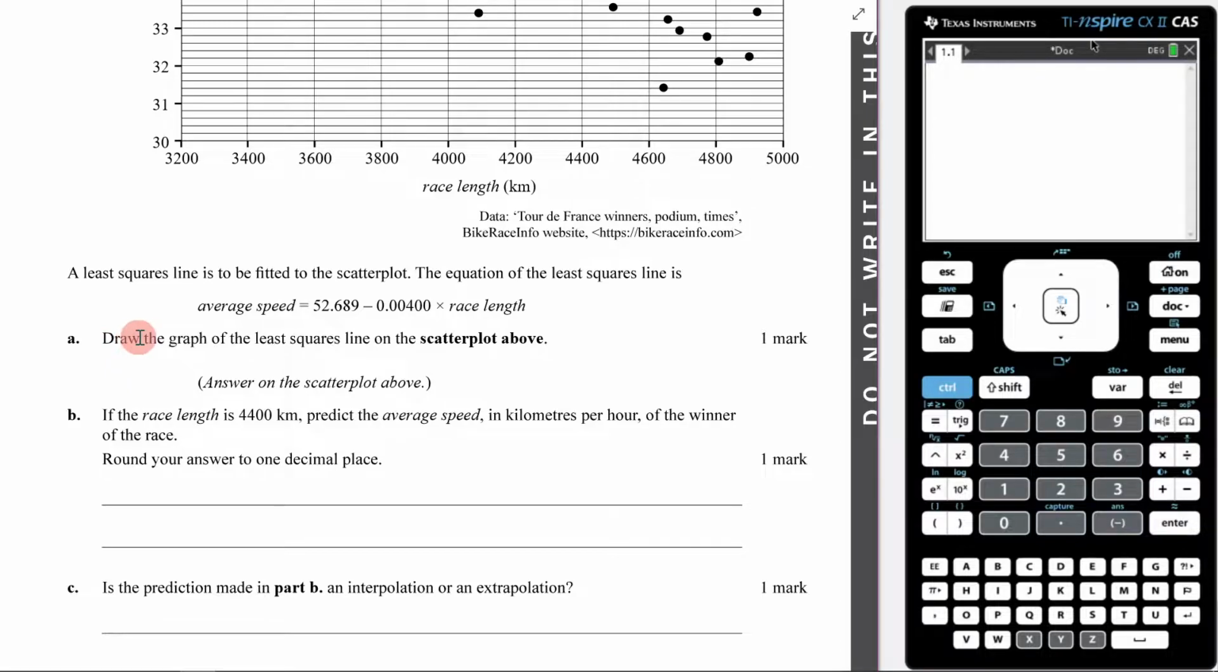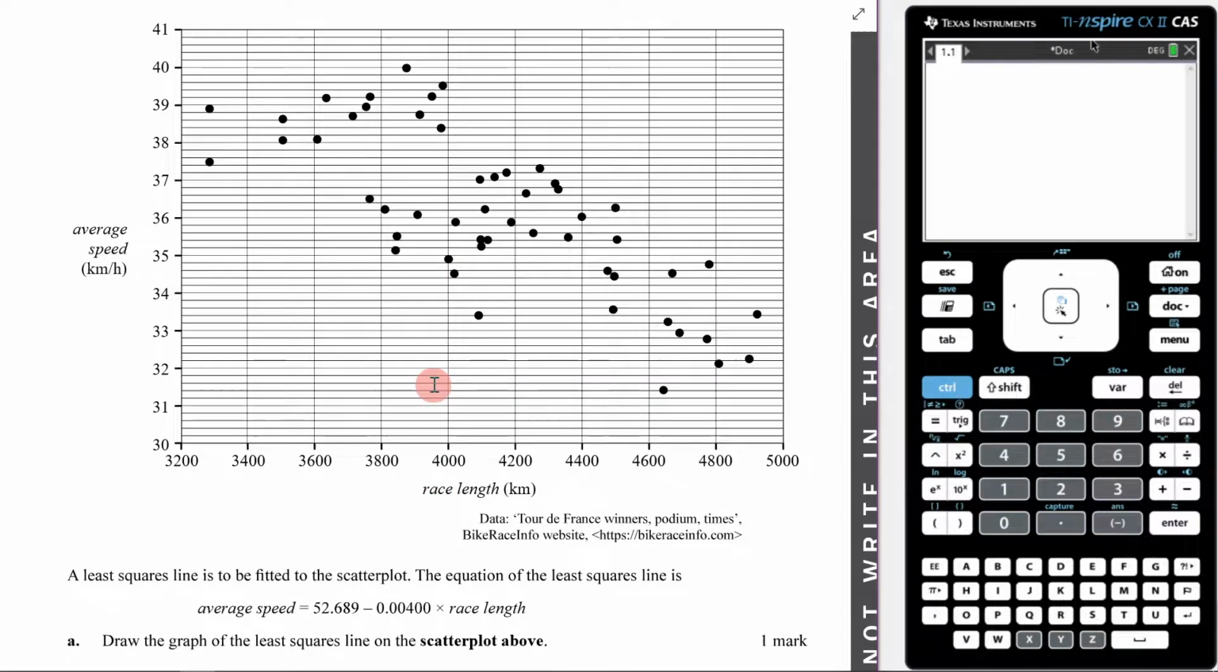Part A, draw the graph of the least squares line on the scatter plot above, answer on the scatter plot above. So we need to answer it here. What we need to do is figure out the endpoints of this. So I'm going to sub in this number and sub in that number to figure out my endpoints.